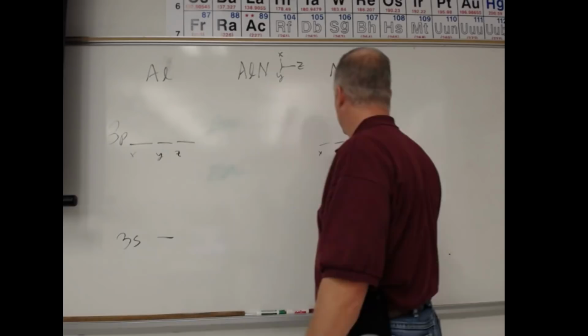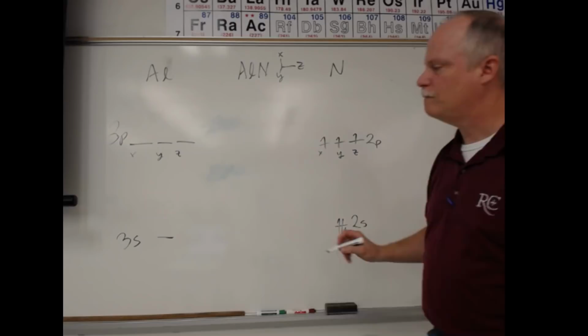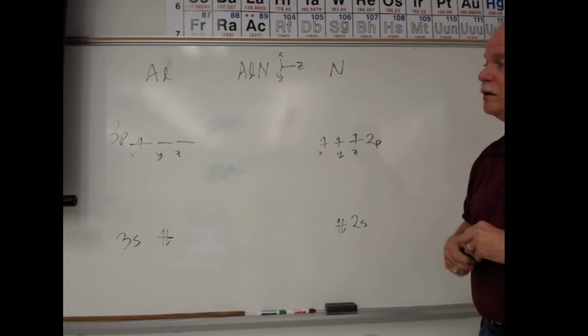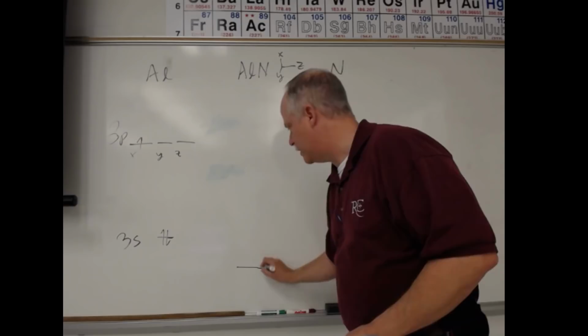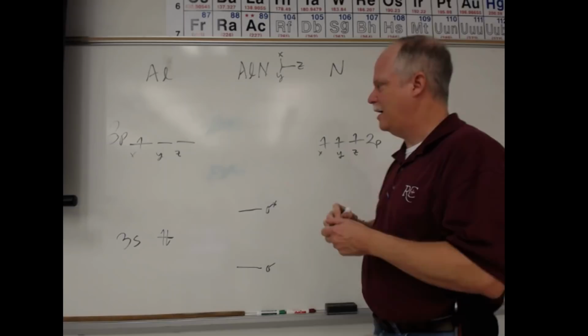Let's put the valence electrons in these atomic orbitals. 1, 2, 3, 4, 5 for nitrogen. One, two, three for aluminum. Let's make our combinations. So the 2s and the 3s bonding and antibonding. We've got nitrogen and aluminum. SP mixing or not, I don't know, okay?